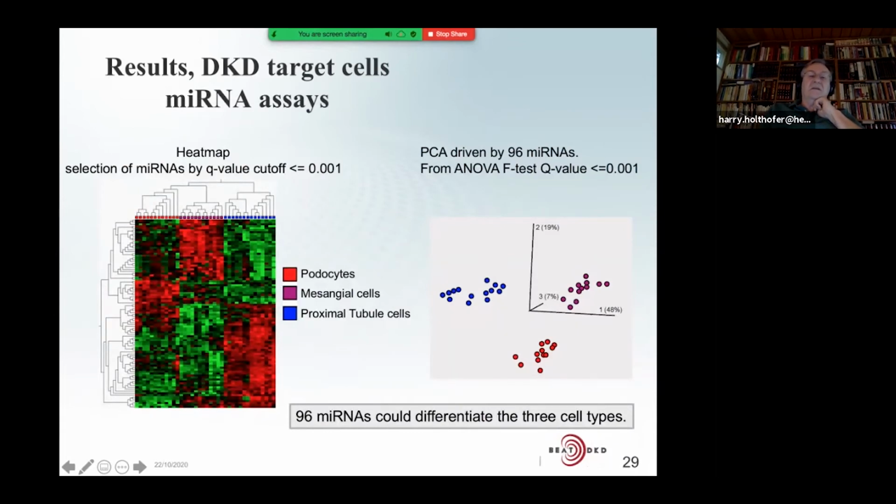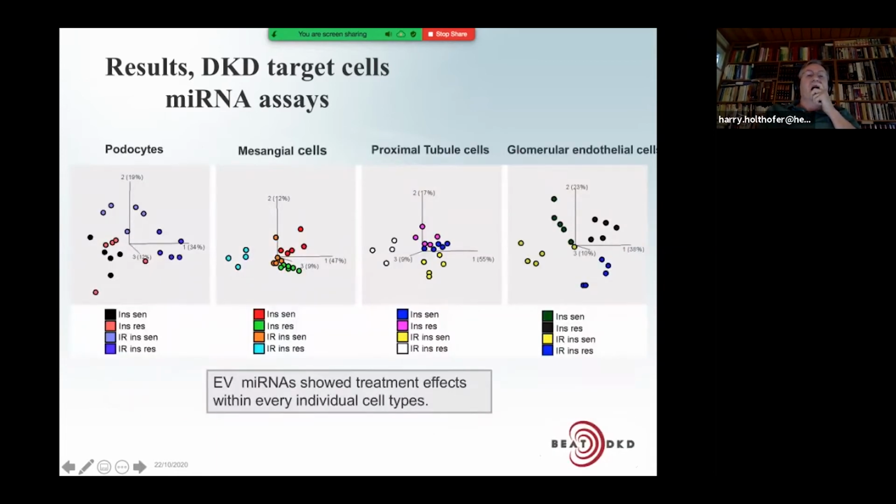From the microRNA assays, at that point we had the 96 microRNA assays. We can see that they are nicely distinguishing each of the cell types by different sets of microRNAs. Red is podocytes, this color is mesangial cells, and proximal tubules blue. And you can see with the principal component analysis that these cell types really can be separated from each other based on the microRNA contents.